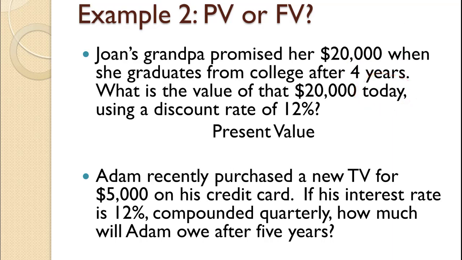If the grandpa can find a 12% interest rate at a bank or in a CD or something like that, how much would he invest today to have the $20,000 4 years from now? Same kind of question, and still focused on present value. Next, Adam recently purchased a new TV for $5,000 on his credit card. If his interest rate is 12% compounded quarterly, how much is Adam going to owe in 5 years? Now, this is the other side of the coin, again, pun totally intended, where we know the amount today, $5,000 for a current TV, so we must be looking for the future value.